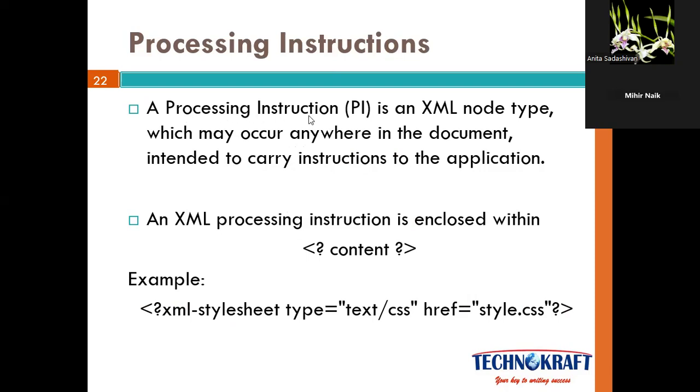The processing instruction, PI, is an XML node type which may occur anywhere in the document, intended to carry instructions to the application. An XML processing instruction is encoded within a question mark, content, and question mark. Example, this is a style sheet: xml-stylesheet type equal to text/css, href is style.css.